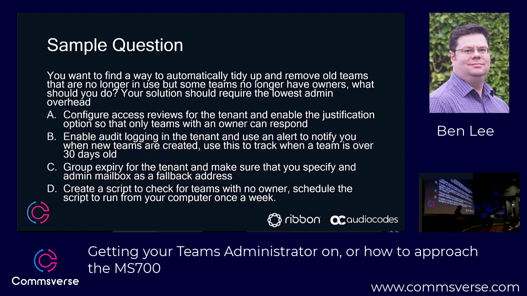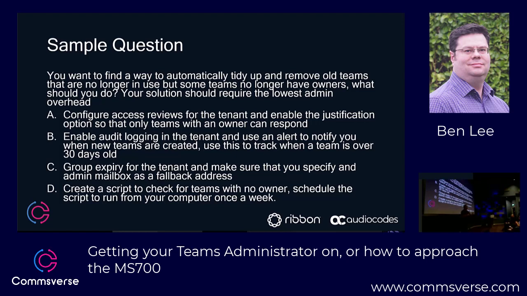Enable the audit logging on the tenant and manually track it by hand. That's not really the enterprise way of doing something. Surely there's a neater way of doing it that uses a built-in tool instead of hacking something together that I've done. Do you use group expiry? Sounds promising. For the tenant, and make sure that you specify the admin mailbox as a fallback address. Aha, a fallback address. If I've got a team that doesn't have an owner, then that's going to come to the administrator, me, to validate and check through by hand. That's looking pretty promising. Create a script to check for teams with no owner and schedule the script to run. Sure, that would work, but it's not the enterprise way of doing stuff. So the answer is C.